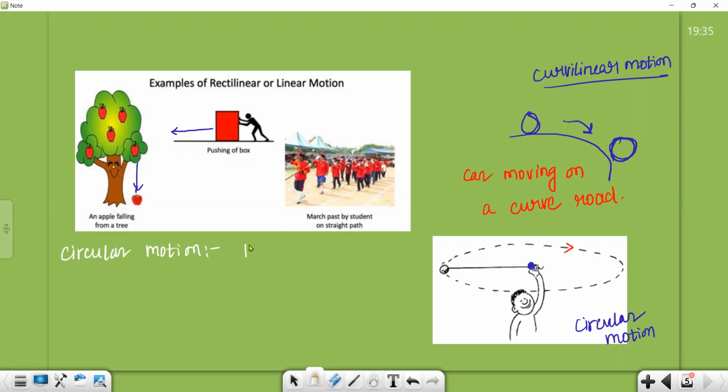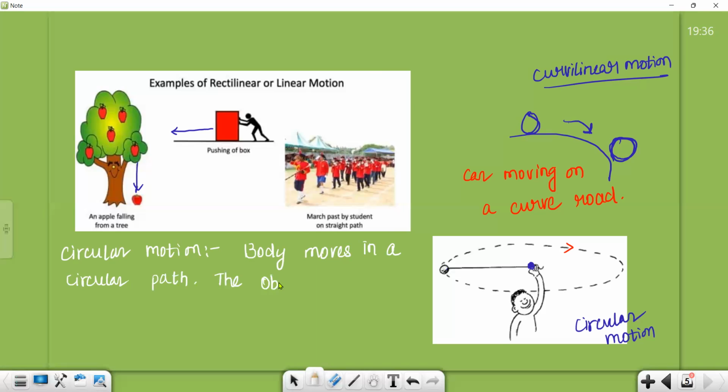Ma'am, the wheel of a car. Yes, correct, the body is in a circular part. Ma'am, also the wheel of a pottery machine. Yes, correct. So the body moves in a circular path. The object remains at the same distance from a fixed point.